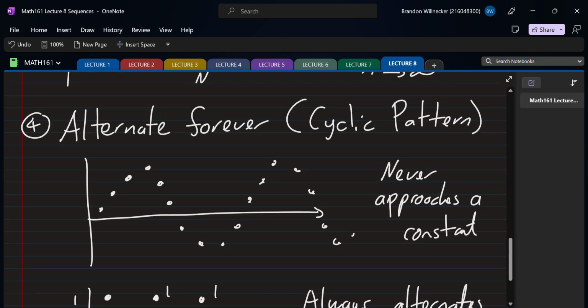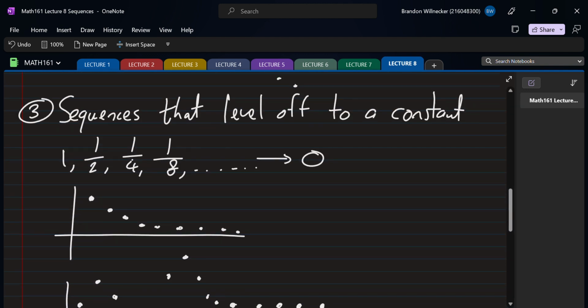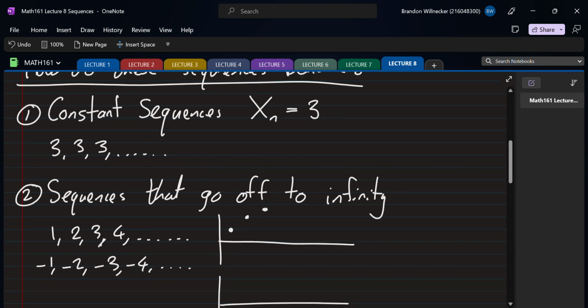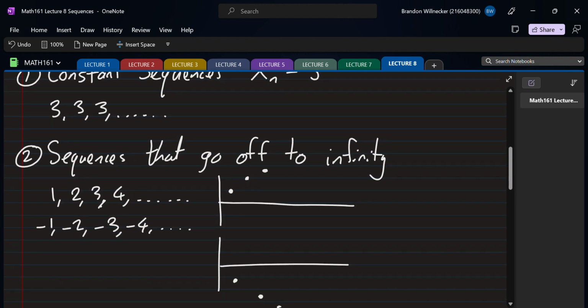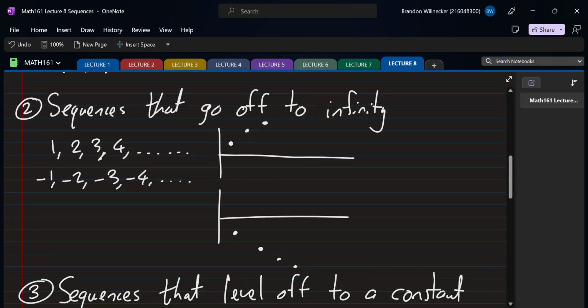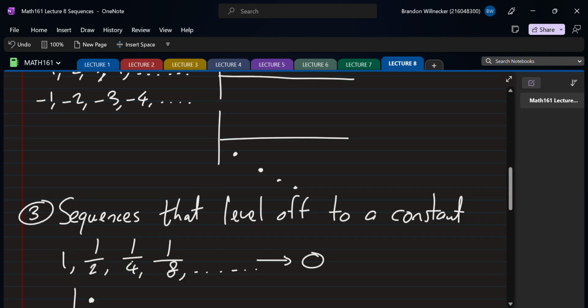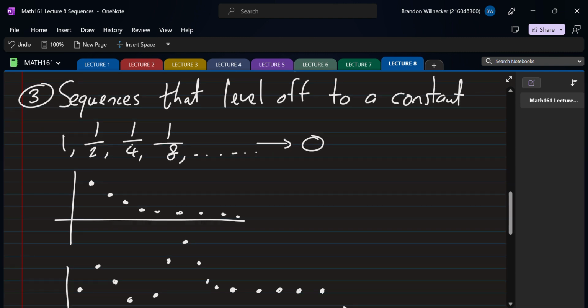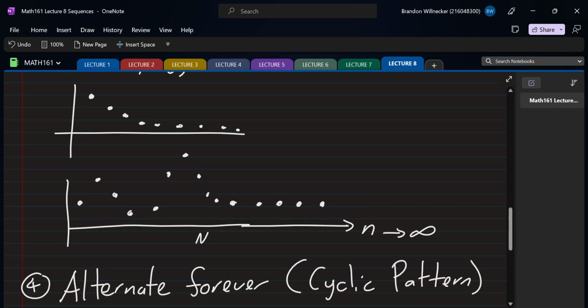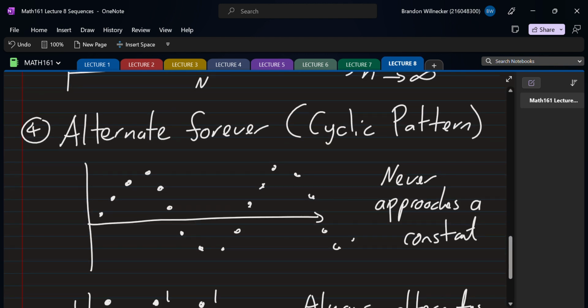Okay, so these are just some of the behaviors that you should look out for when we're looking at sequences. So we can either have constant sequences where it's just a fixed value forever. We could have sequences that go to infinity, sequences that go to minus infinity. We could have sequences that level off to a constant, so it might just be a gradual decrease to a constant or a gradual increase to a constant. It may have some other behavior and then go to a constant, like we have in this picture, or it might never go to a constant.